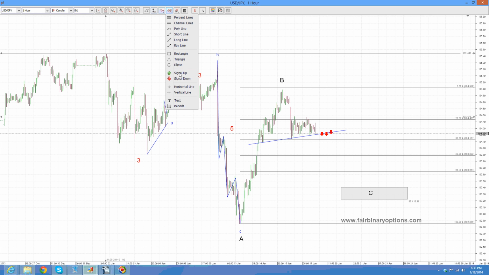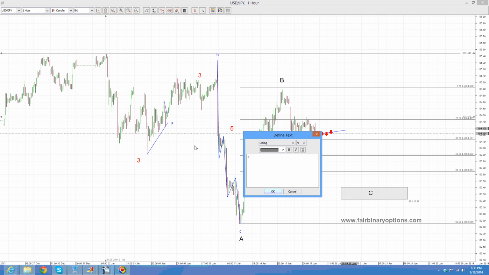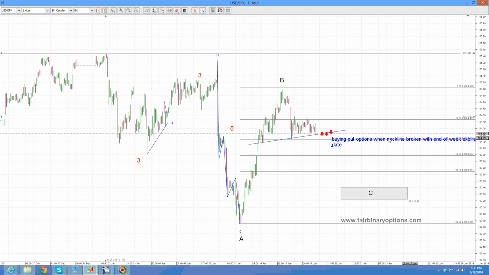Therefore, let's say here, buying put options when neckline broken with end of week expiration date. Now, if the neckline is going to be broken on, I don't know, Tuesday, no problem, still end of week expiration date.